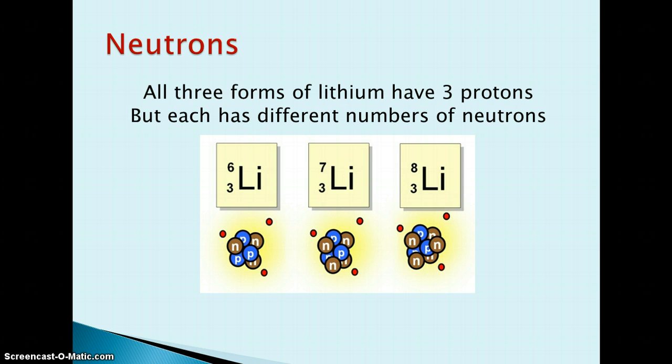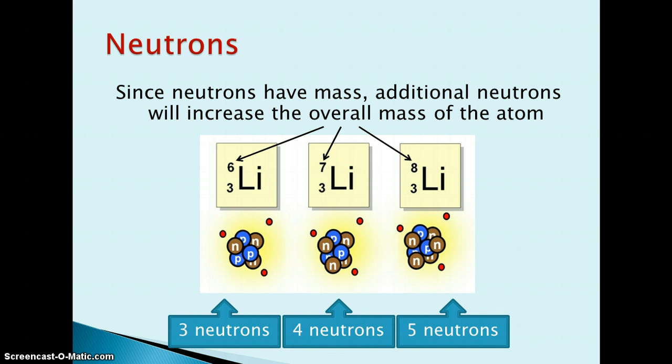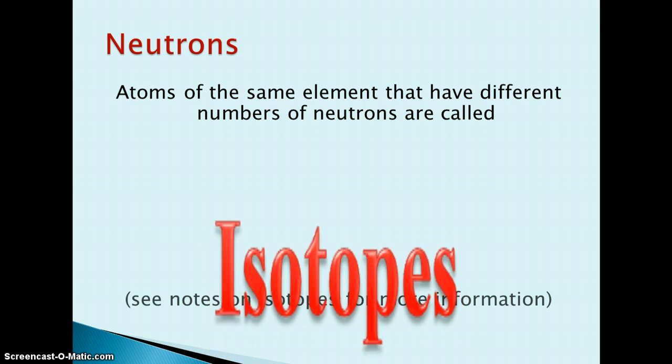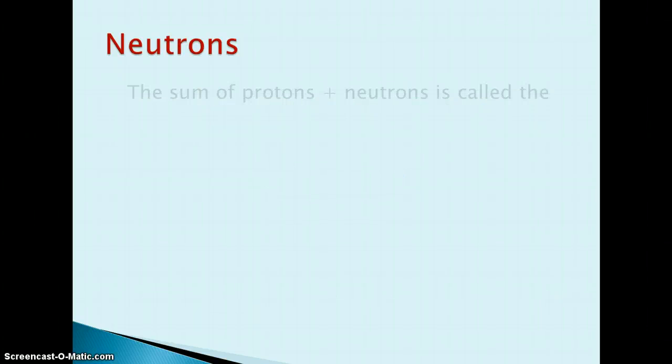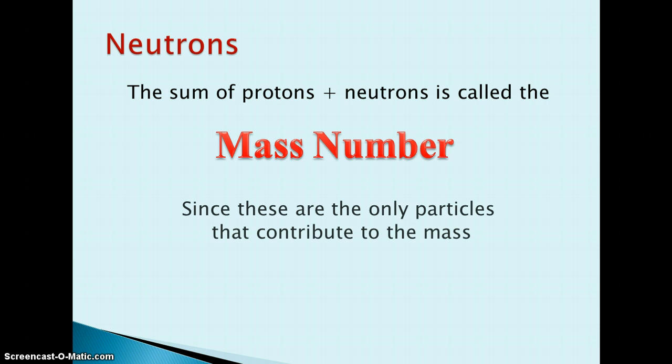So all 3 forms have 3 protons, but each has a different number of neutrons. 3, 4, 5. And since neutrons have mass, additional neutrons will increase the overall mass of the atom. You add neutrons, you add mass. And so atoms of the same element, like we saw lithium there, that have a different number of neutrons are called isotopes. And if we take the sum of the protons plus the neutrons, we get the mass number. Now, we only use protons and neutrons because these are the only particles that actually contribute to mass.